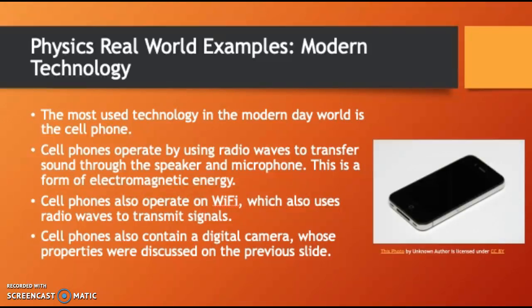Cell phones also operate on Wi-Fi, which also uses radio waves to transmit signals. Another cool part that cell phones contain is a digital camera, whose properties we just discussed on the previous slide.